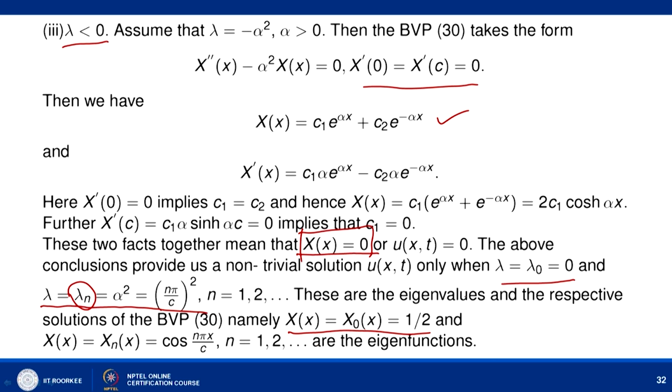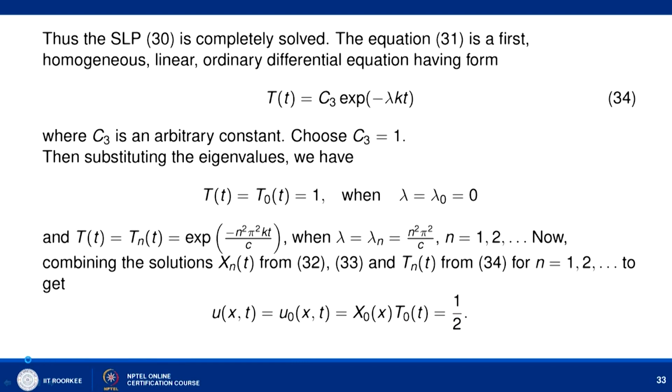So these are the eigenvalues, and the respective solutions of the boundary value problem are as follows. Corresponding to lambda naught equal to 0 we have this solution, which is the eigenfunction, and corresponding to lambda n we have eigenfunctions given by this. Eigenfunction means a non-trivial solution of the boundary value problem. So when you summarize this, we can get all the possibilities of X of x.